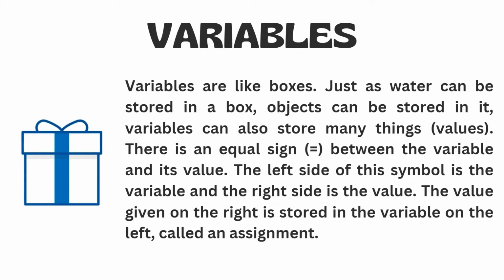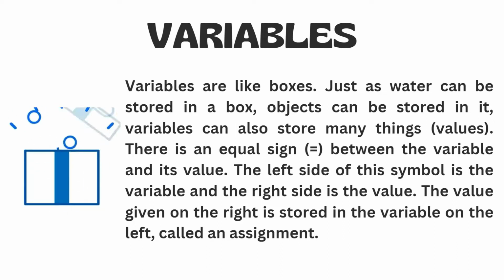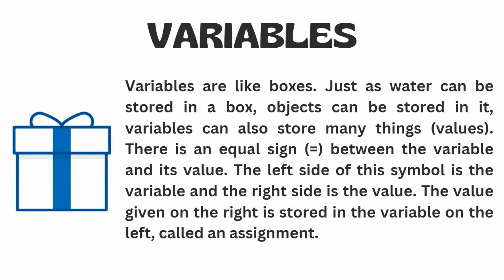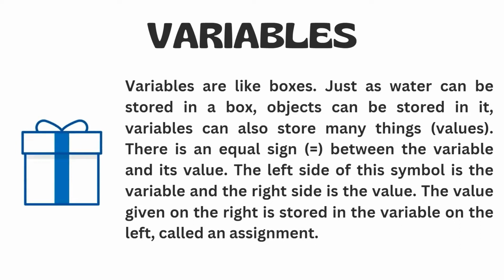The left side of the symbol is called the variable, and the right side is the value of the variable. So when we write code in Python, you can see one variable name, one equal sign, and the value of the variable. This is called the assignment.